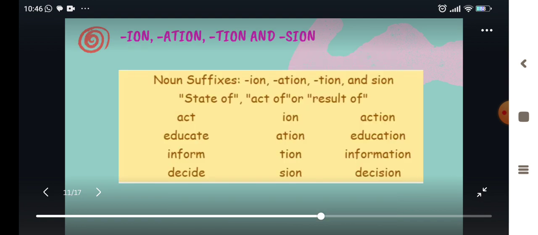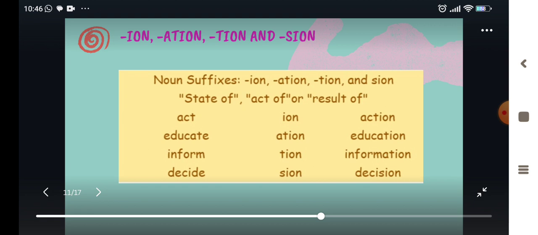Next, ion, ation, tion, and sion. These are noun suffixes that have a meaning of a state of, act of, or result of. Okay, so let's look at some examples of this. When you put act and ion, it is action. Educate plus ation is education. Inform plus ation is information. And decide plus sion is decision.